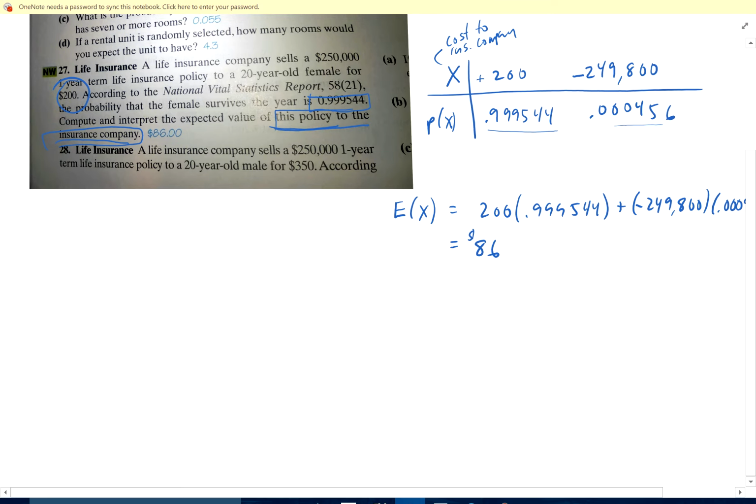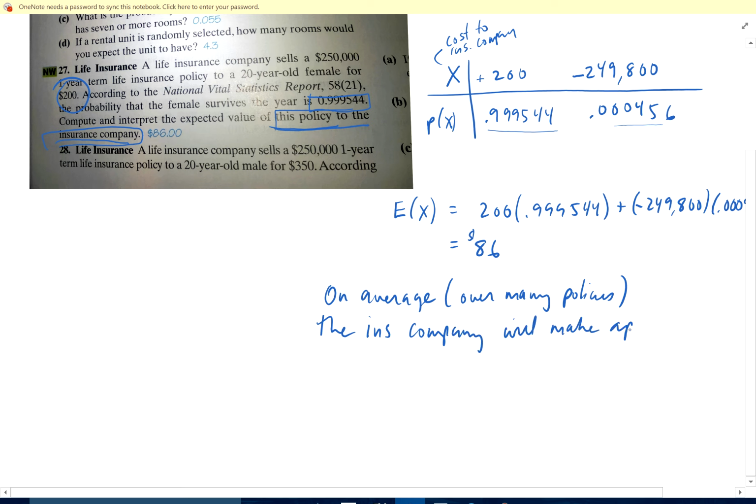And so what does that mean? That means in the long run, or on average, over thousands of these policies, the insurance company will make approximately $86 per person.